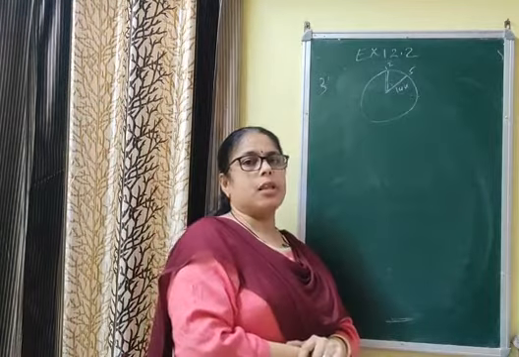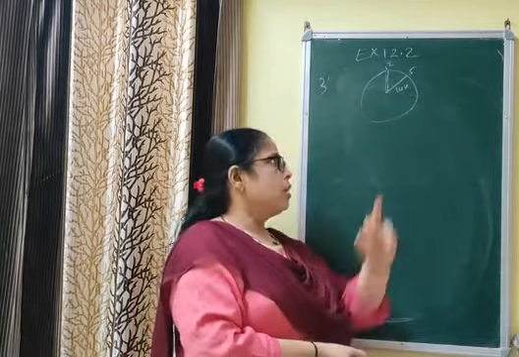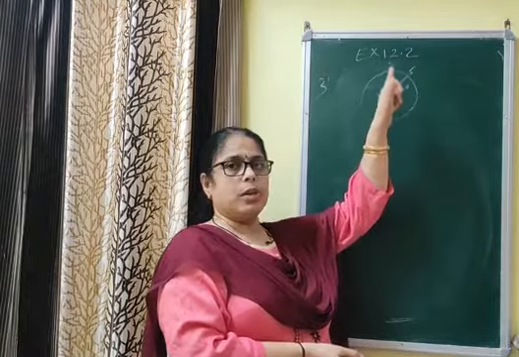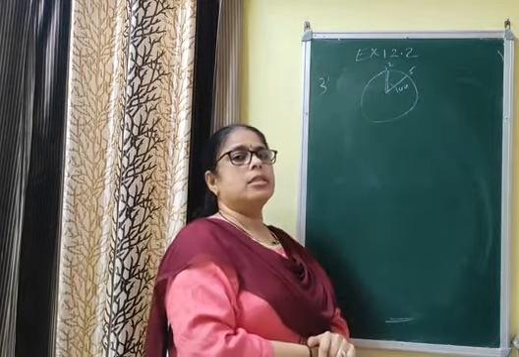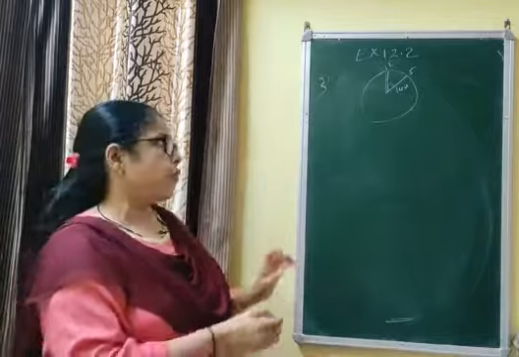तो 1 minute में कितना होगा? 360 by 60. How many minutes are given? 5 minutes. So the required angle is 360 by 60 into 5.